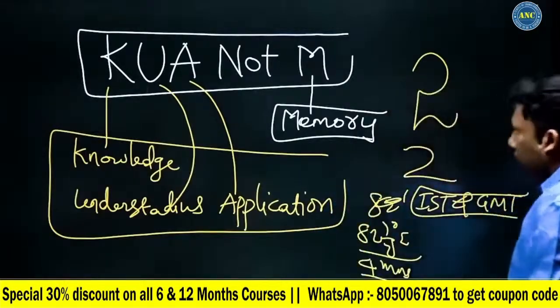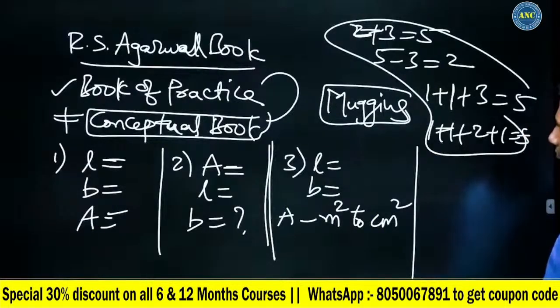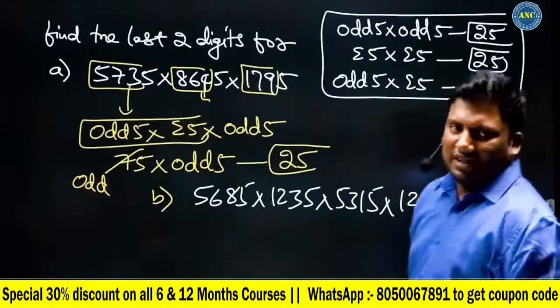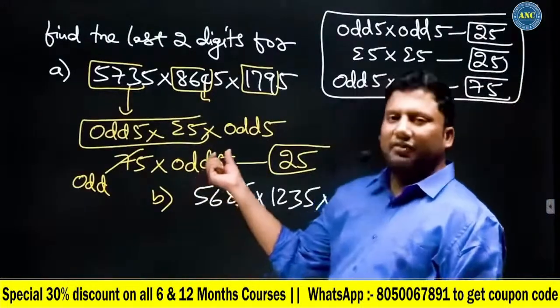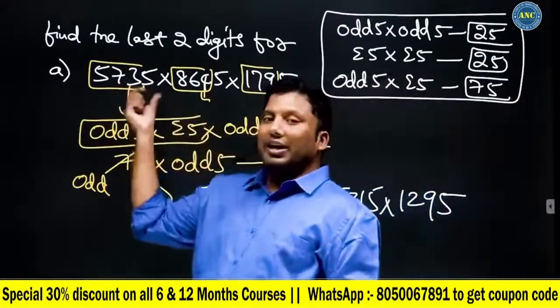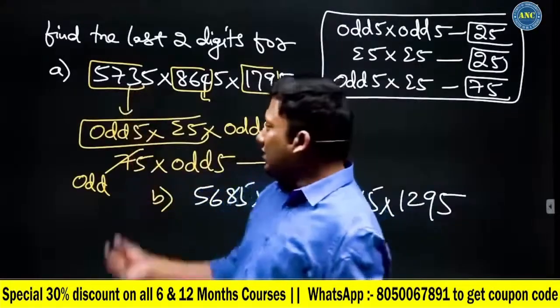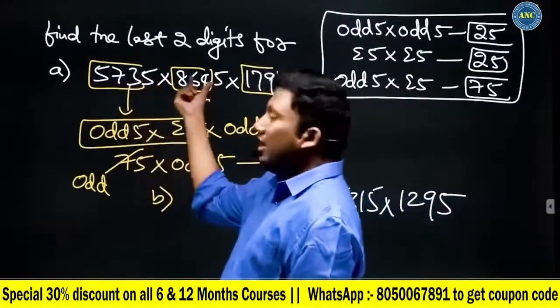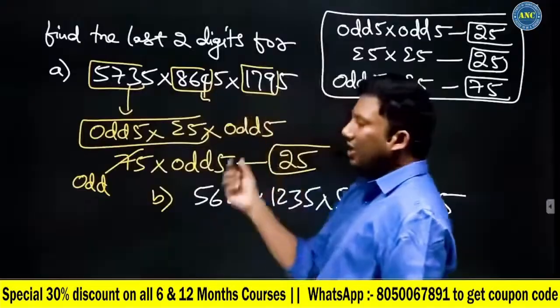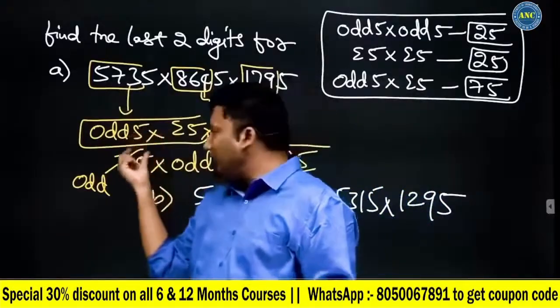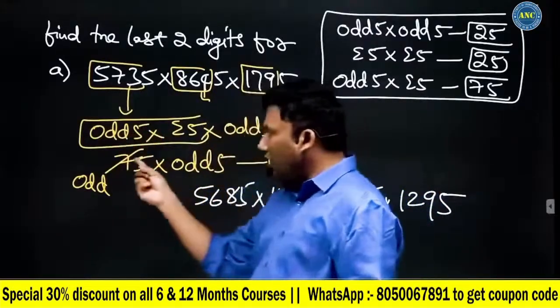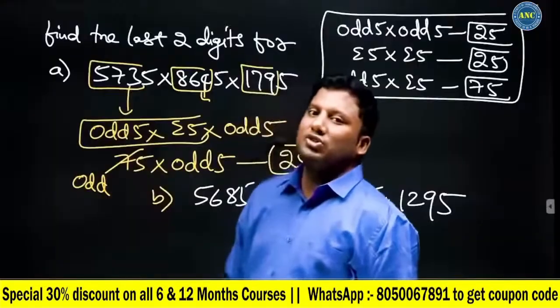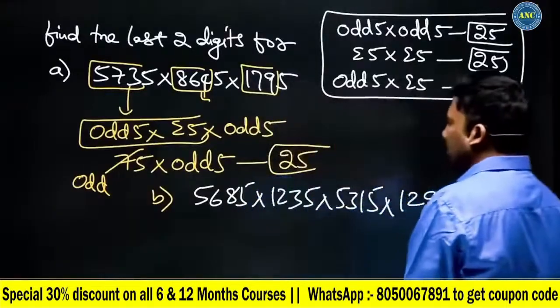You are referring to this concept, 5735. I am assuming that you are referring to this concept. If the unit digit is 5, odd ending with 5, even ending with 5: odd 5 into even 5 gives 75; odd 5 into odd 5 gives 25. Answer: the last 2 digits will be 25.